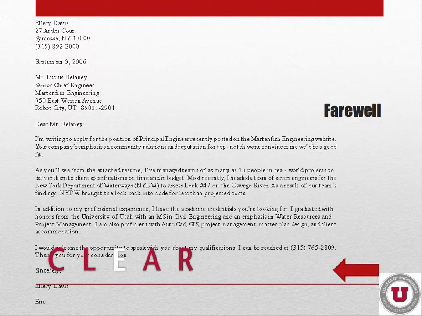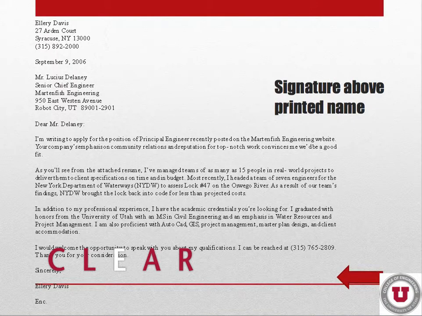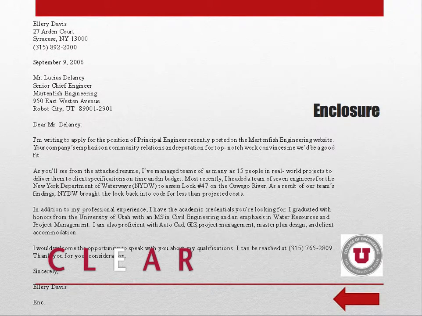Finish with a farewell, such as thank you or sincerely. Then sign your name by hand above your printed name. This notation, ENC followed by a period, indicates that something, i.e. your resume, is enclosed with the letter.